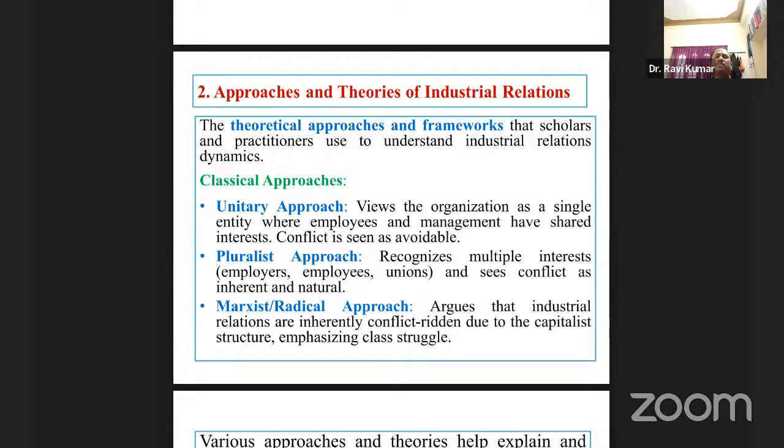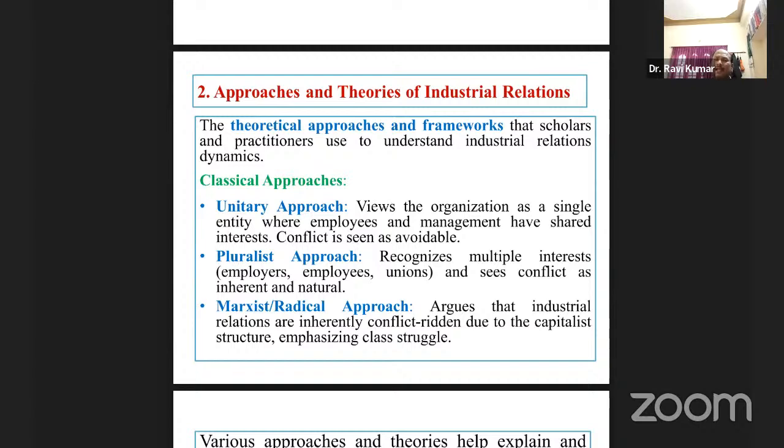The theoretical approaches and framework. Let's see the classical approaches: unitary approach, pluralist approach, and Marxist or radical approach. These are the theoretical approaches and frameworks that scholars and practitioners use to understand industrial relations dynamics, and how the industrial relations dynamics are going to be there at the organizational level.